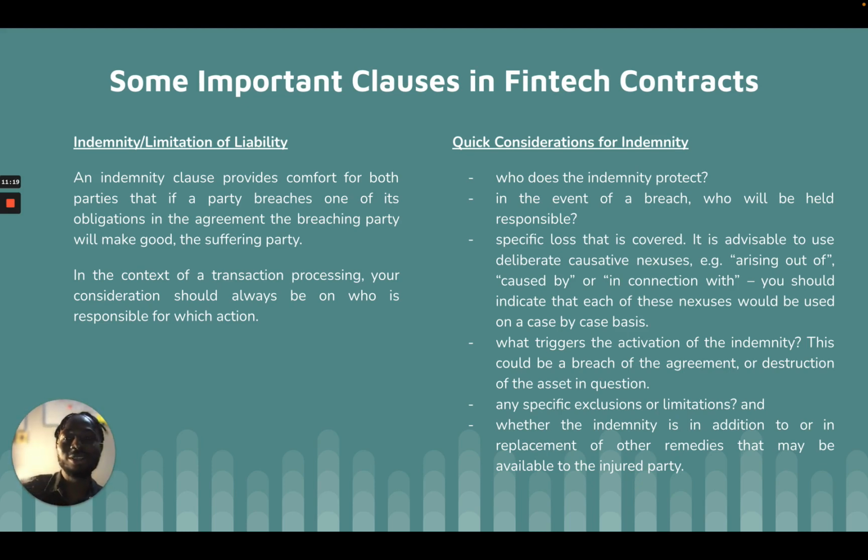Then the next thing is whether the indemnity is in addition to or replaces other remedies. Obviously, it is most likely going to be in addition to other remedies that will be available to the injured party. So, notwithstanding anything to the contrary, you will indemnify, without prejudice to any other provision or remedy that may be available to Party A. Party B will indemnify it, and if it is mutual, you also prepare it like that.